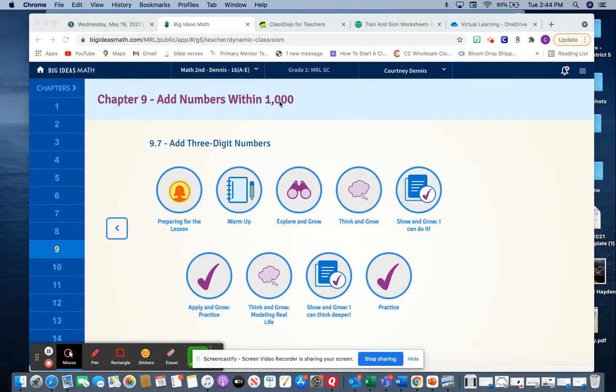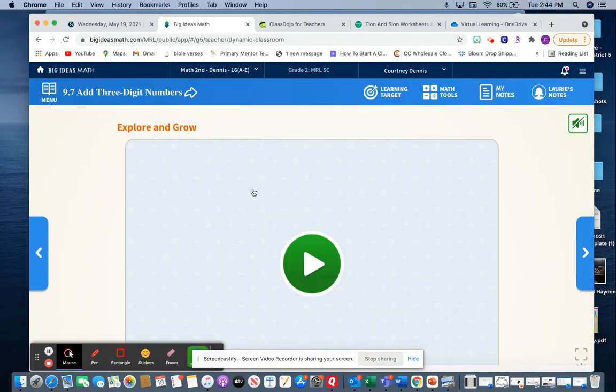Hey guys, we are looking at our last two lessons for Chapter 9 today. So we're looking at 9.7, adding three-digit numbers first. And then after this, we will look at 9.8.